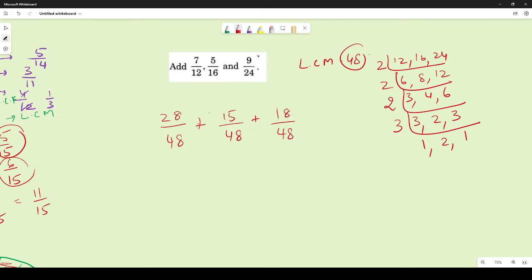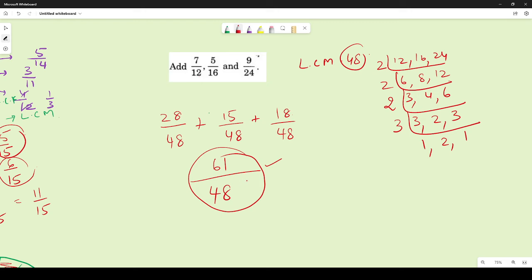So now we get equivalent fractions, and all of them we have converted them into like fractions, and now we can easily add them. So 28 plus 18, how much is it? This would be 46. 46 plus 15 is 61. So the answer would be 61 by 48. That is how you solve that.